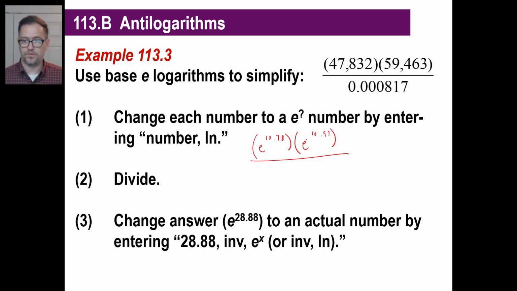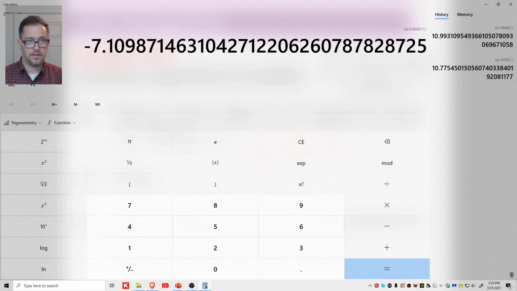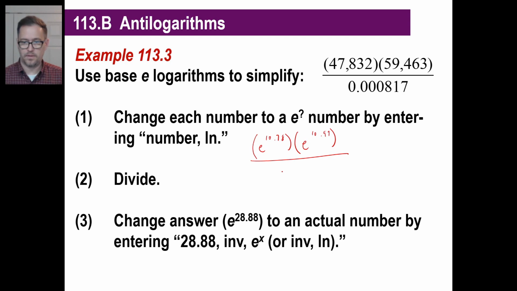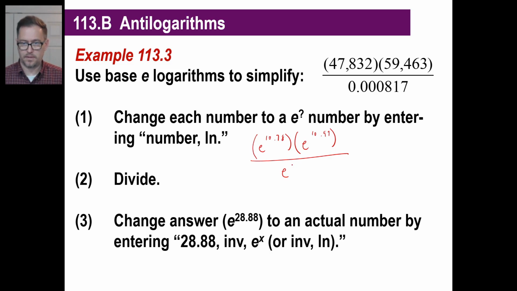And then we have 0.000817, and that'll be e to the negative 7.11. Okay, so e to the negative 7.11. Okay, there we go. All right, now we know what to do. This goes up here and becomes e to the positive 7.11. Then we're going to add all these together.